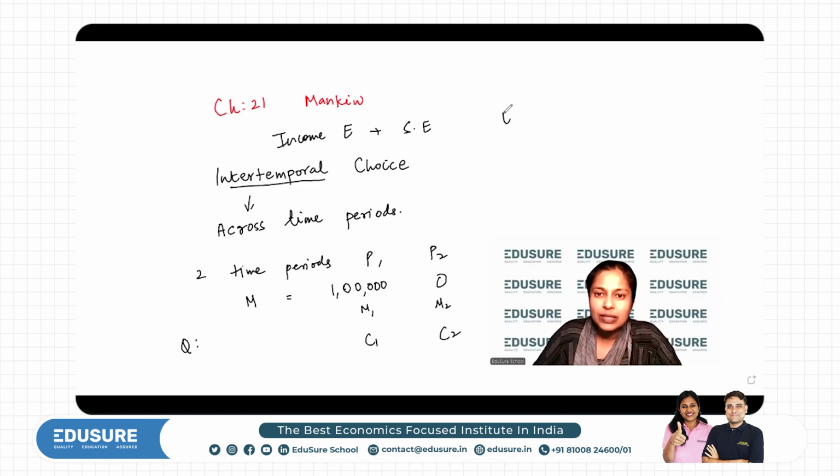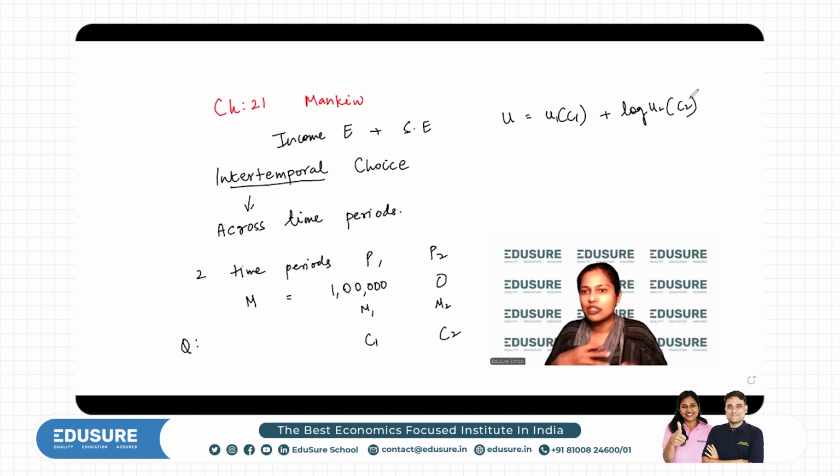Now you have some utility across these two periods. Why do I write this? Your utility in the two time periods, as I've written, is just the addition of the utility that you get in individual time periods. U1 of C1 is the utility if you consume C1 in period one. If you consume C2 in period two, you get utility out of it, which is U2. Why I put log here is because this is some kind of a discounting factor.